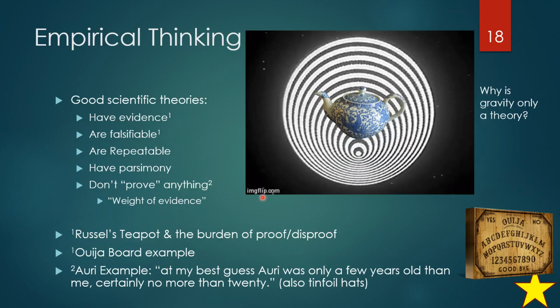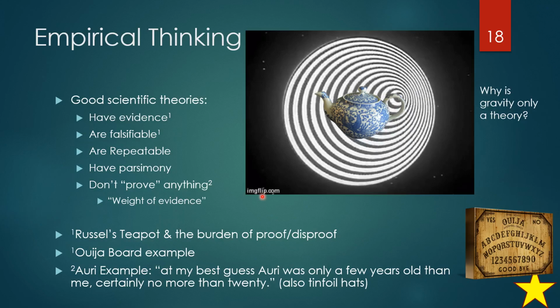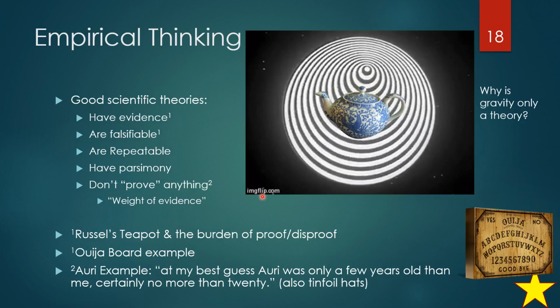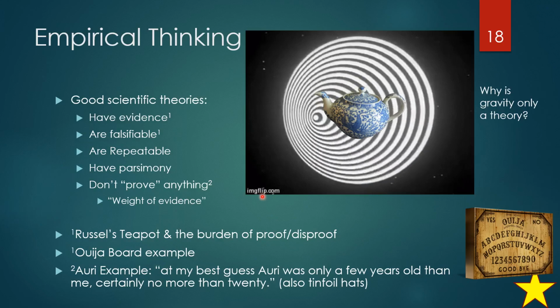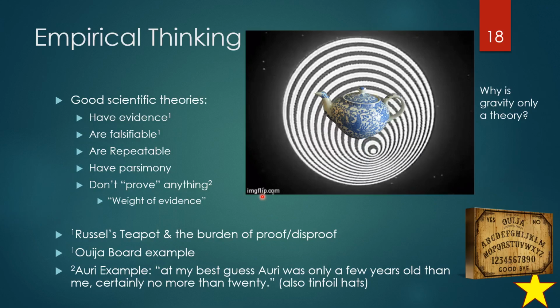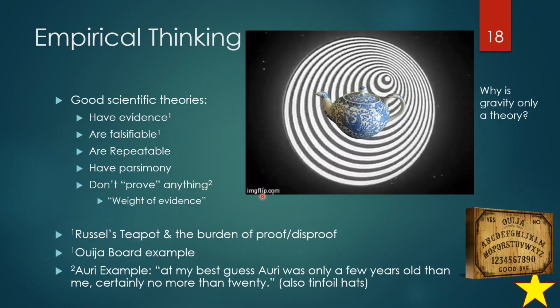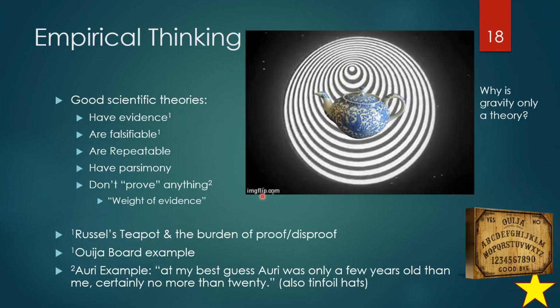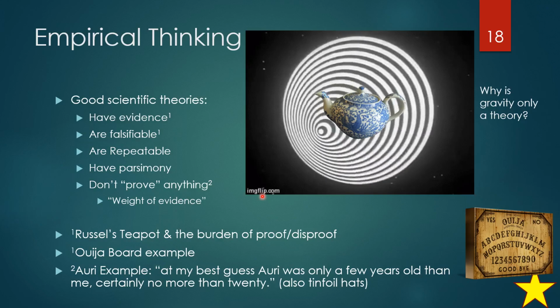First, Russell's teapot. The idea of Russell's teapot is that there's no way for someone to totally disprove something, only to prove something. It's a lot harder to provide evidence against something than it is to provide evidence in favor of something. Let me provide this example.